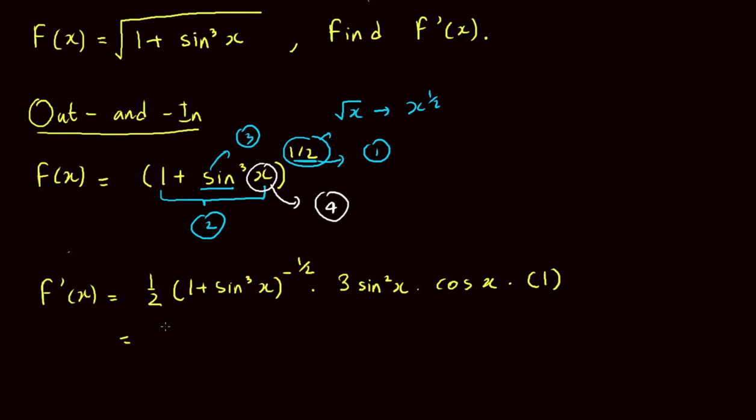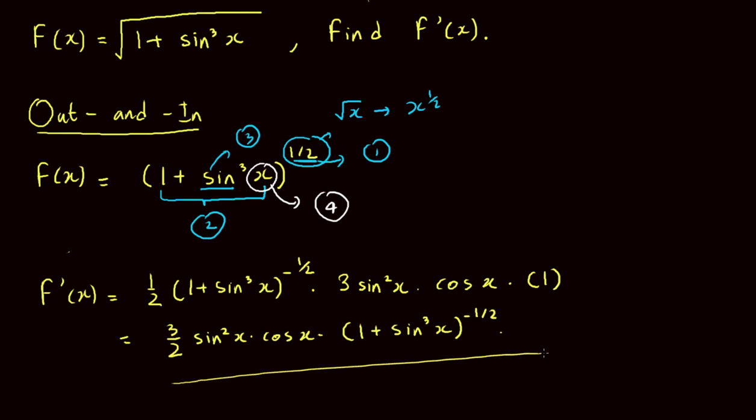So we get 3 over 2 sine squared x cosine of x times (1 plus sine cubed of x) to the power of negative half. Okay, and that's pretty much about it. So this is basically our derivative.